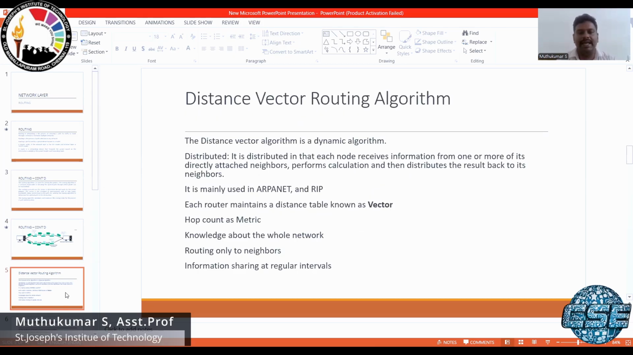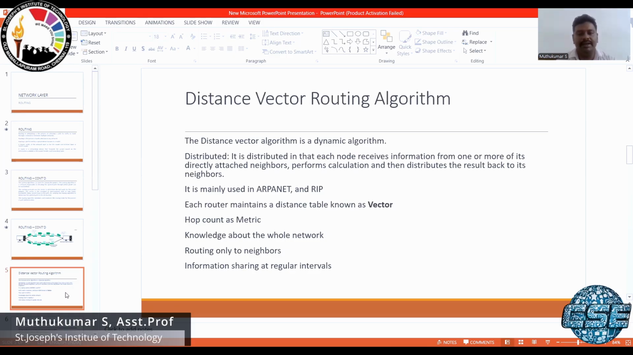This is a dynamic algorithm. That means in a distributed environment, all the nodes are connected in a distributed manner, so any device can communicate with any other node. For that, we have to maintain a table in every router. The distance vector algorithm is mainly used in the RIP protocol and ARPANET. RIP means Routing Information Protocol.